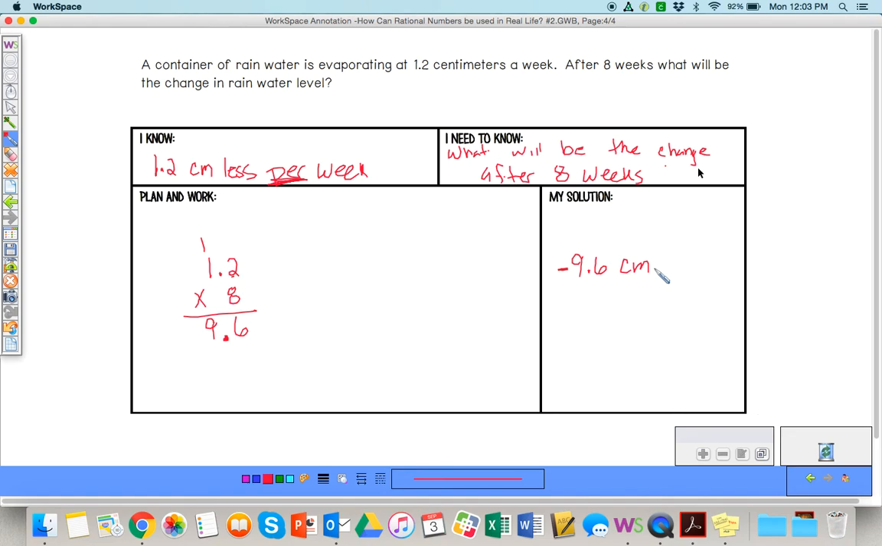All right, so you are going to grab the quick check that says how can rational numbers be used in real life.